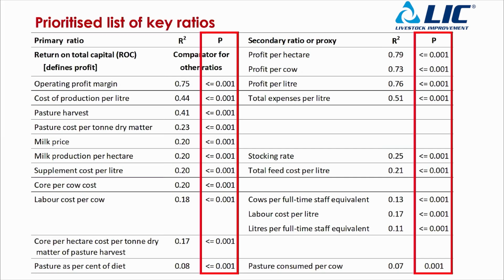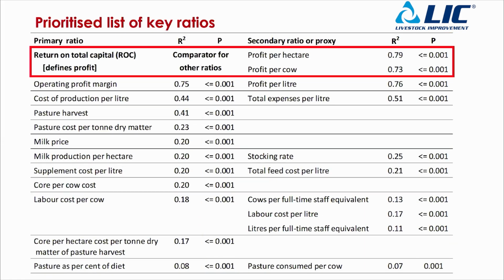The great majority of ratios that I will present have a p-value of less than 0.001, which means there was less than one chance in 1,000 that this association has occurred by chance. So all the trends being described are strong.